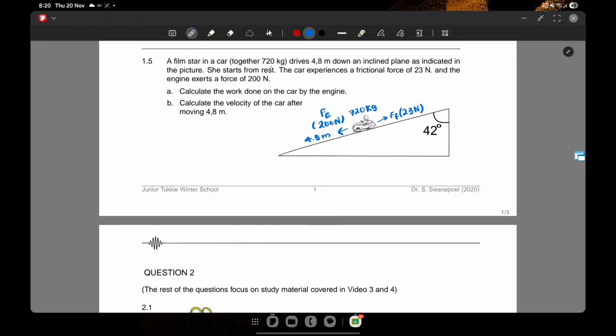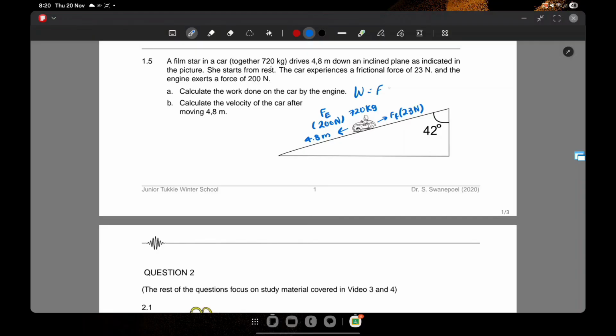The next question says that a film star in a car, together 720 kg, drives 4.8 meters down the hill on an inclined plane. There is 23 newtons of frictional force, and the engine itself has 200 newtons of force. The angle is 42 degrees. Question A is asking to calculate the work done by the engine.